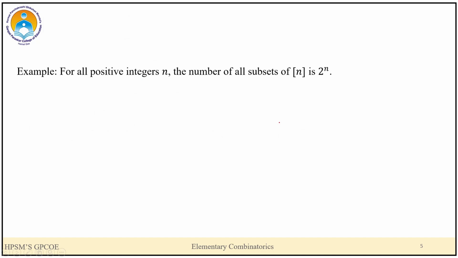Second example: for all positive integers n, the number of all subsets of the set [n] is 2 raised to n. Now with this notation, [n] refers to the set starting from 1, 2, 3 up to n. We have to show that the number of subsets of this set is 2 raised to n. Again, in order to prove this, we will follow the method of weak induction. The first step is we have to prove the result for n equal to 1.